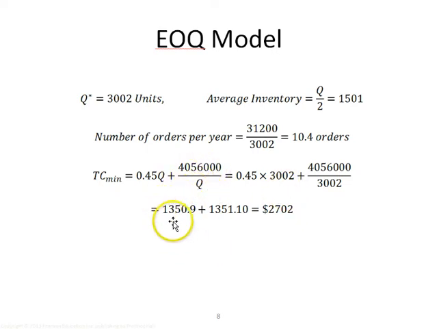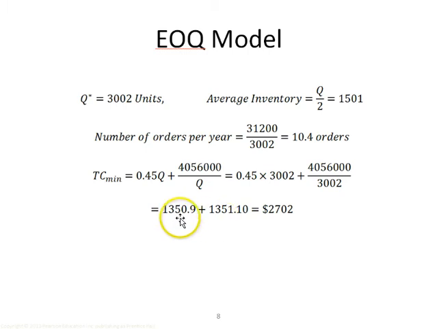We have an annual holding cost of $1,350 and an annual ordering cost of $1,351. These two values are very close, almost equal to each other, for a total cost of $2,702. This is the minimum cost. If we place an order for 3,002 units, that would minimize our total cost, and it is $2,702.